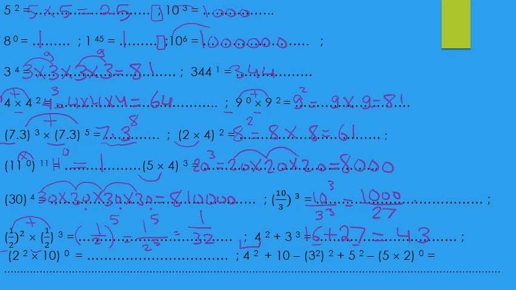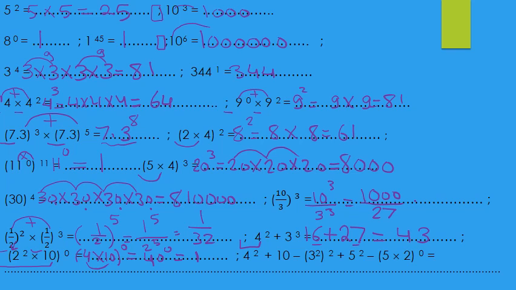2 squared times 10 to the power 0. Here we have parentheses is the strongest, but if we look inside the parentheses, we have exponent and multiplication. Exponent, we start with the exponent first. So we write 2 squared is 4 times 10, all of it to the power 0. What's 4 times 10? It's 40 to the power 0. Any number to the power 0 will give me 1.